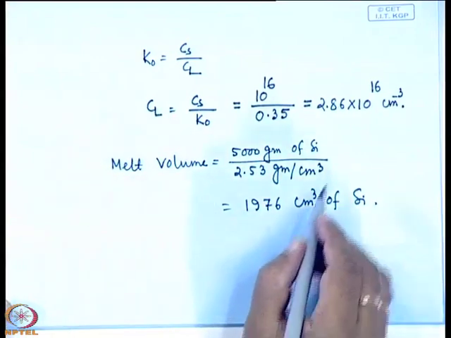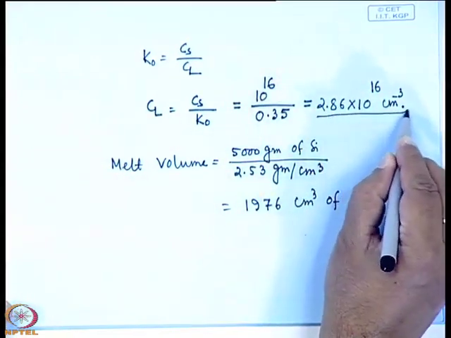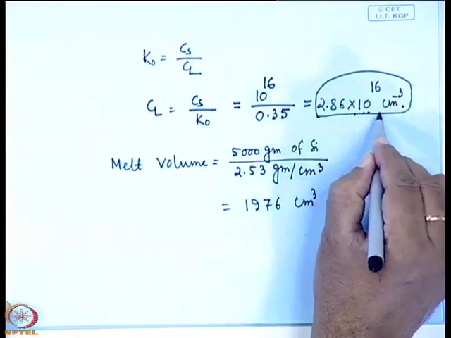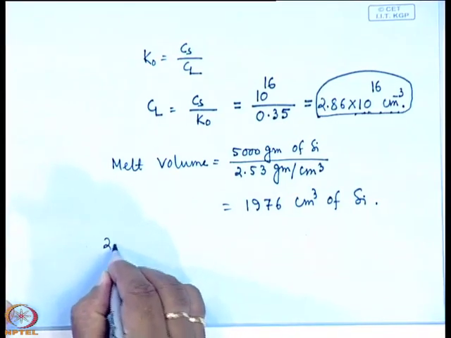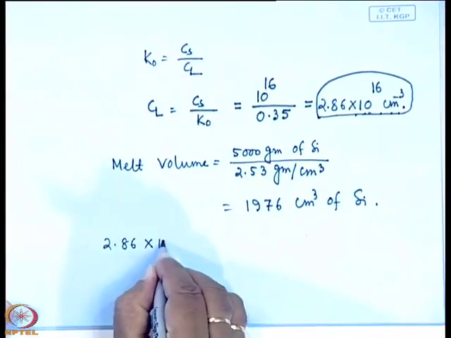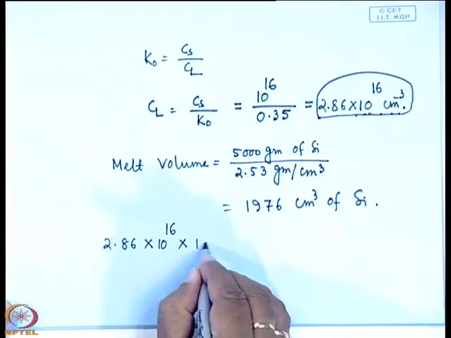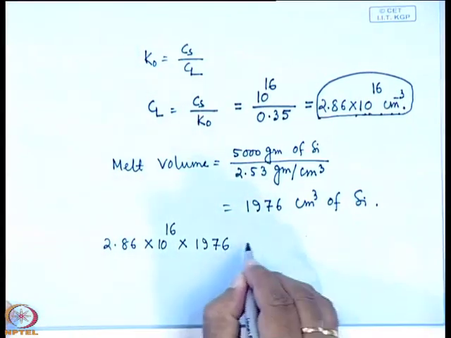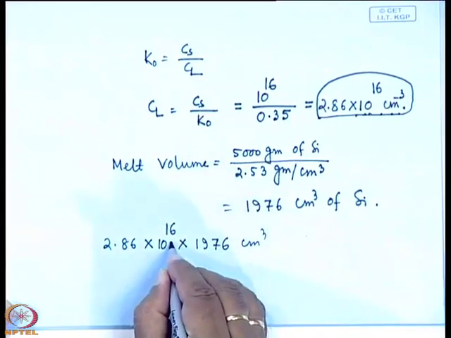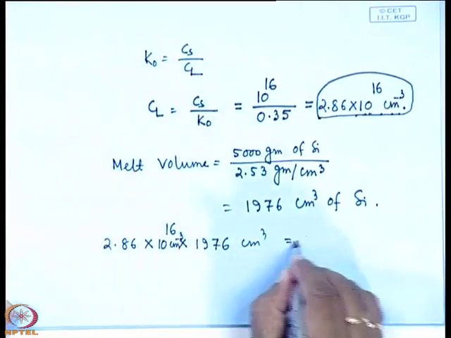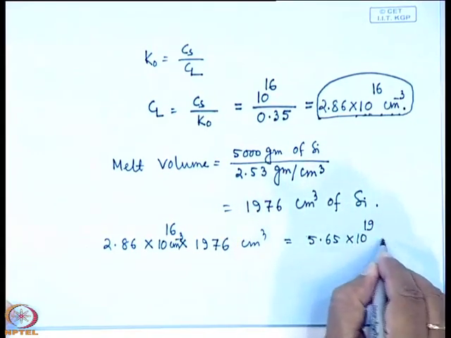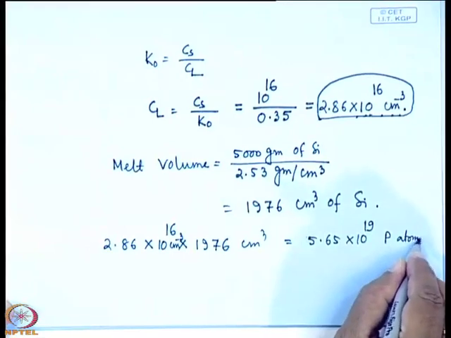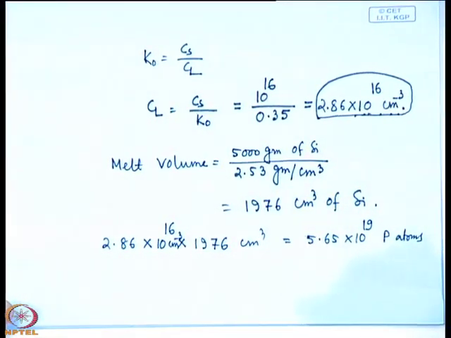And you see that Cl is this per centimeter cube phosphorus. So, amount of phosphorus is how much? 2.86 multiplied by 10 to the power 16 into 1976 centimeter cube. It is centimeter cube inverse. So, you will find 5.65 into 10 to the power 19 phosphorus atoms.